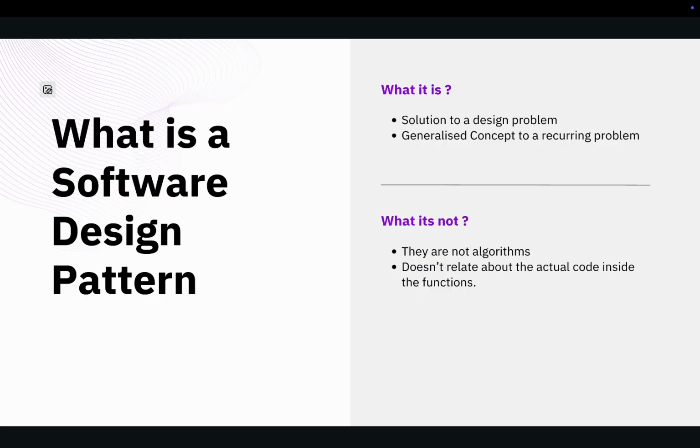In order to understand what a software design pattern is, you have to understand what it is and what it is not. What it is: a solution to a design problem, and a generalized way to tackle a recurring software problem. What it is not: an algorithm, and it doesn't relate in any case with the actual code that you write in your function.